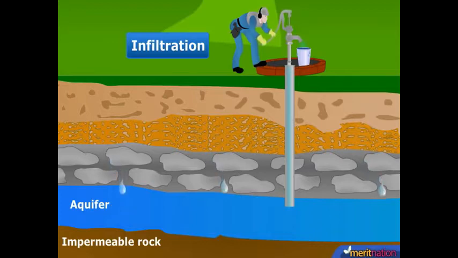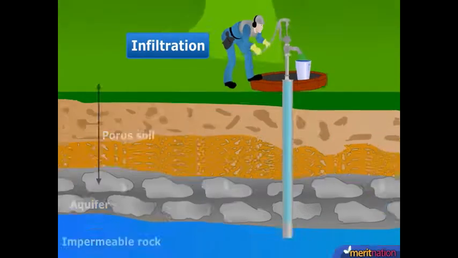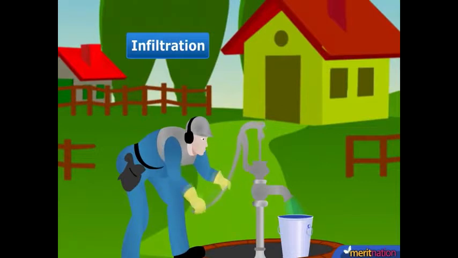Have you heard of that before? So due to infiltration of rainwater or water from other bodies, it passes through the porous soil and recharges the groundwater. And this water in the aquifers is what is pumped out using this water pump.